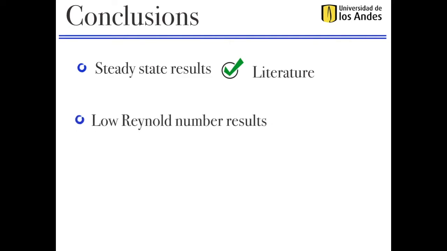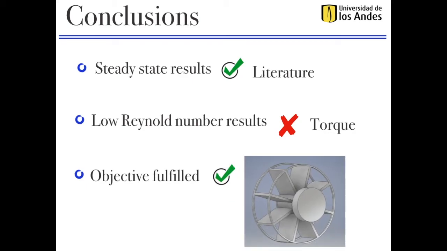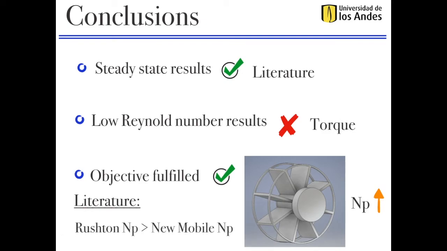The results obtained for low Reynolds numbers were not taken into account because they don't have a physical meaning due to their minimal value of torque. Taking into account the results, it is possible to conclude that the objective of the project was fulfilled, since it was possible to design a new agitation mobile that allows obtaining a higher power number than the Rushton turbine. However, this turns out to be inconsistent with literature, since the Rushton turbine gives values for the power number between 5.5 and 6, while the model used to carry out the design of the new impeller, the Jacobi, only reaches values between 4.5 and 5.